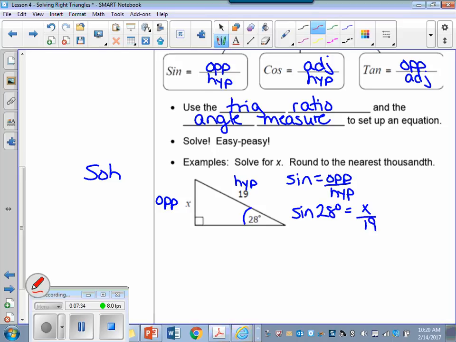Now, I need to isolate the variable. I need to get x all by itself. So the opposite of dividing by 19 is multiplying both sides by 19. So x equals 19 times the sine of 28 degrees. Literally, 19 times sine 28, enter, and our answer is approximately 8.9199. So the 9 makes me go up. This becomes a 10. 8.920. Watch your rounding.